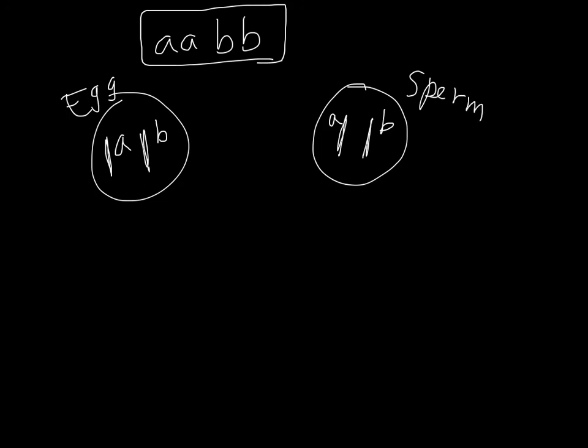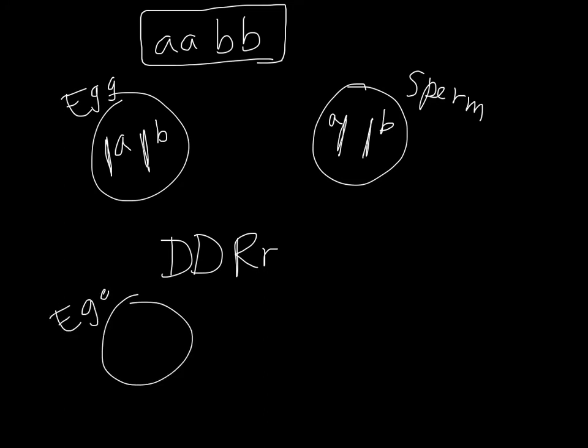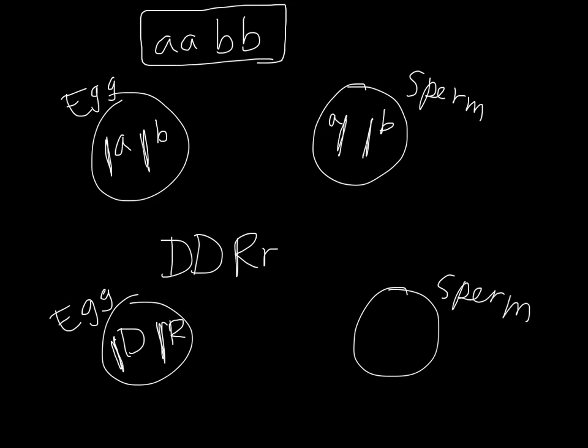Okay. We take a different genotype. Let's say big D, big R, little r. That means in the egg, there had to have been a big D chromosome and a big R chromosome. And in the sperm, there had to have been a big D chromosome and a little r chromosome. So when they come together, they would create those 4 chromosomes in the offspring, in the embryo.